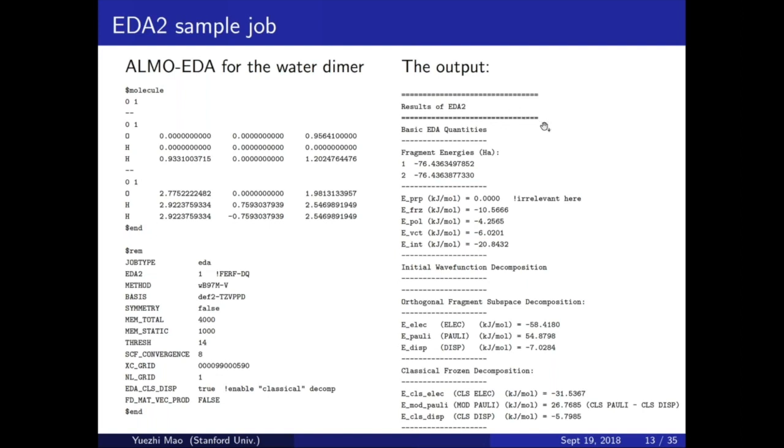And the output, first it will print the traditional terms, which are frozen, polarization and the charge transfer, as well as the total interaction energy. And then the 2 different ways of decomposing the frozen term will be printed out. From here, we can actually see the 2 different ways give quite different results. And we recommend the second way to be used if you are working on force field development.